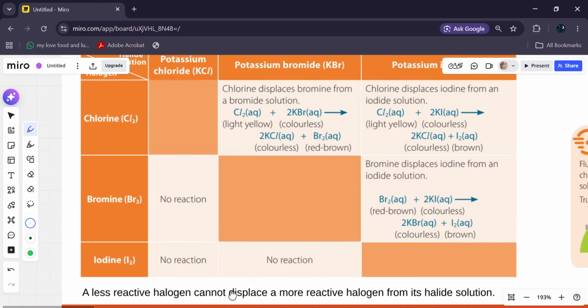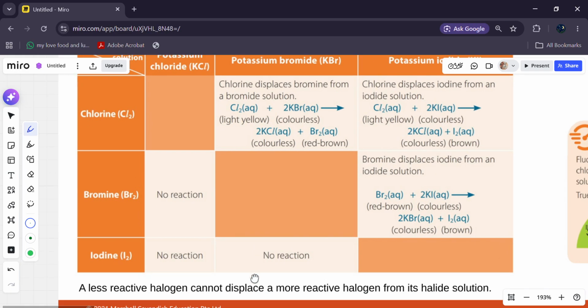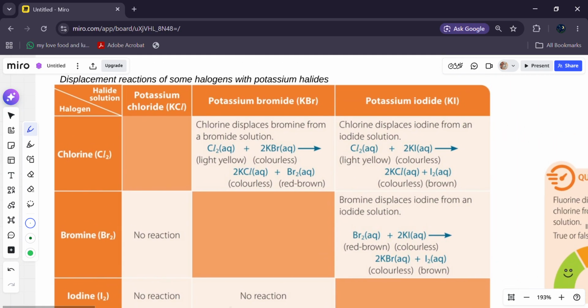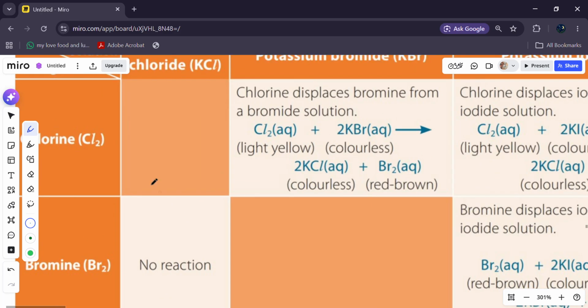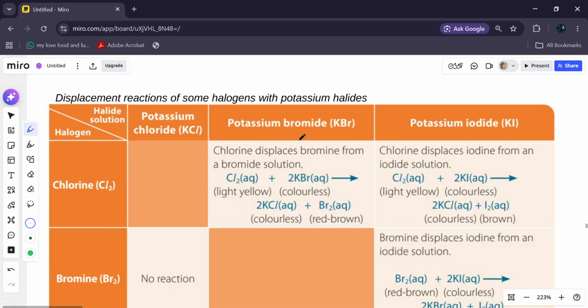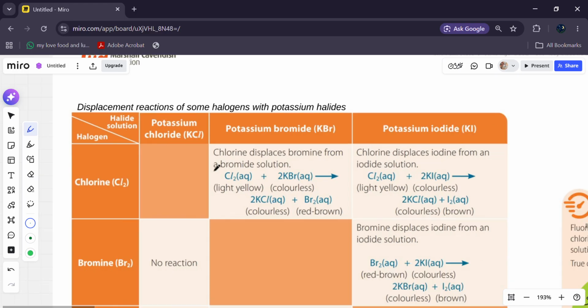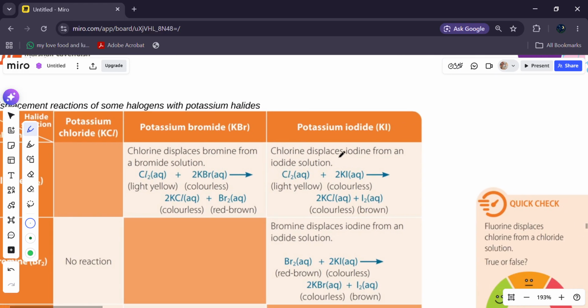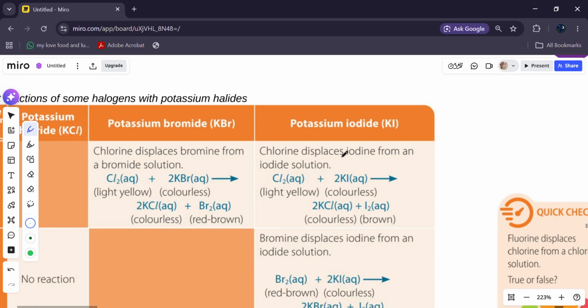Now we have a table of the displacement reactions of some halogens with potassium halide. Chlorine displaces bromine from a bromide solution, and chlorine will also displace iodine from an iodide solution. The displacement reactions of some halogens are summarized in the table. A more reactive halogen can displace a less reactive halogen from its halide.